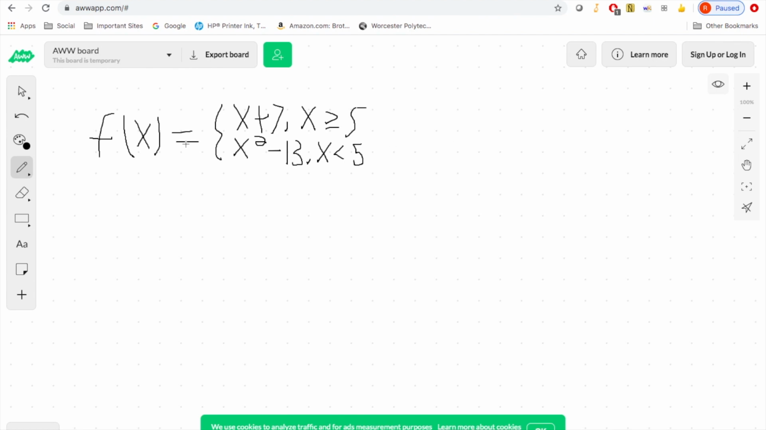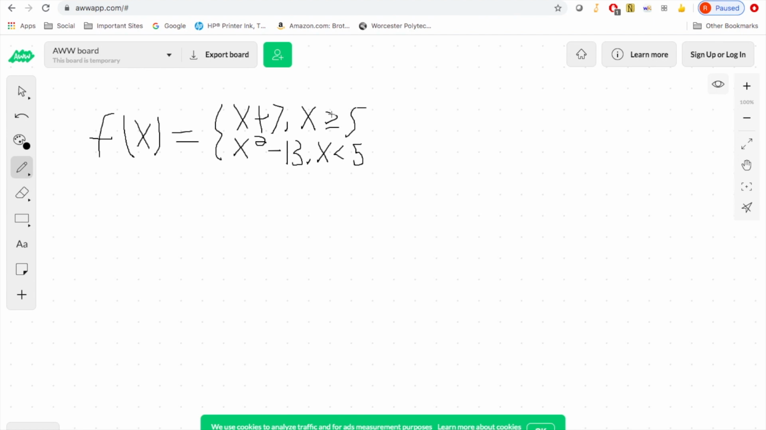Say we want to determine whether f is continuous. Here you can see x plus 7 and x squared minus 13. They're both continuous functions themselves. So that means the only place where we wouldn't have continuity is at the break, or 5. So we need to test continuity at 5 in order to determine if f is continuous or not. Let's look at our first case.